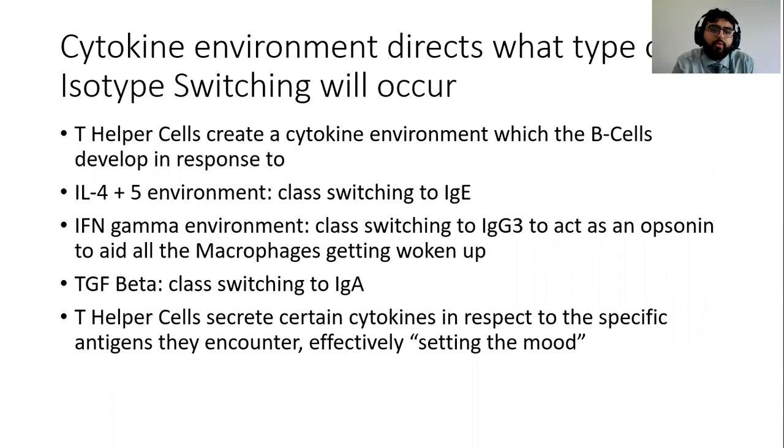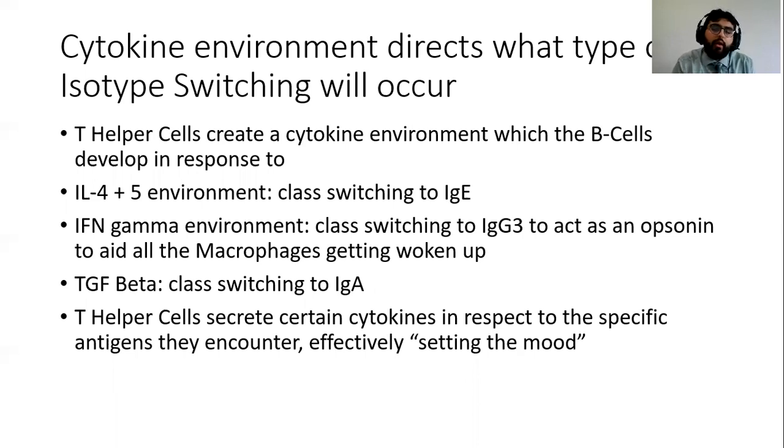TGF beta promotes the class switching to IgA. TGF beta, we'll talk about it later. It has a very important role. It's called transforming growth factor, in modulating the immune system, and also the GI immune system, which is actually a little bit of an independent entity relative to the systemic system that we have going on. But we'll talk about that later.